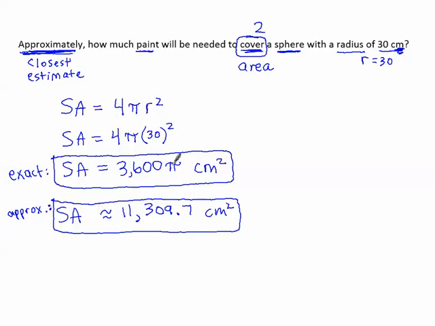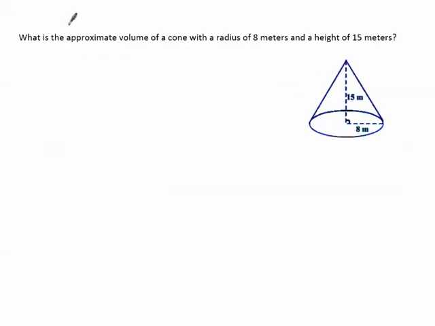So remember, you can use the pi button in the calculator if you don't want to write the pi for your exact answer. If you don't have a graphing calculator, remember how you can type pi as 3.14. Let's look at one more example.